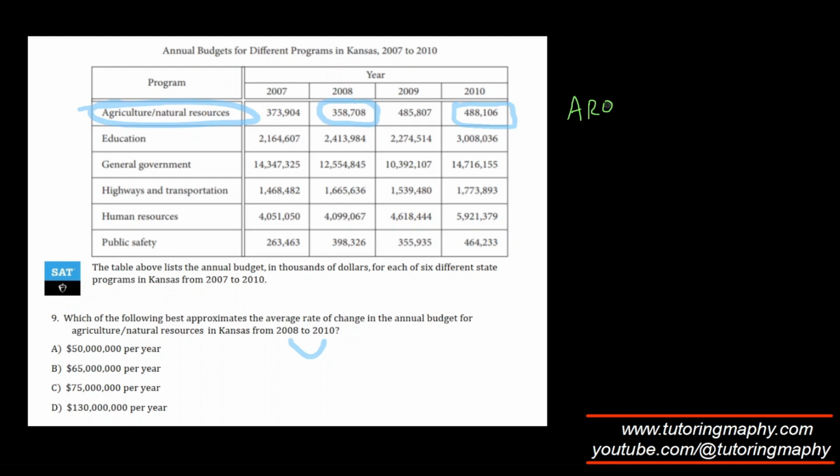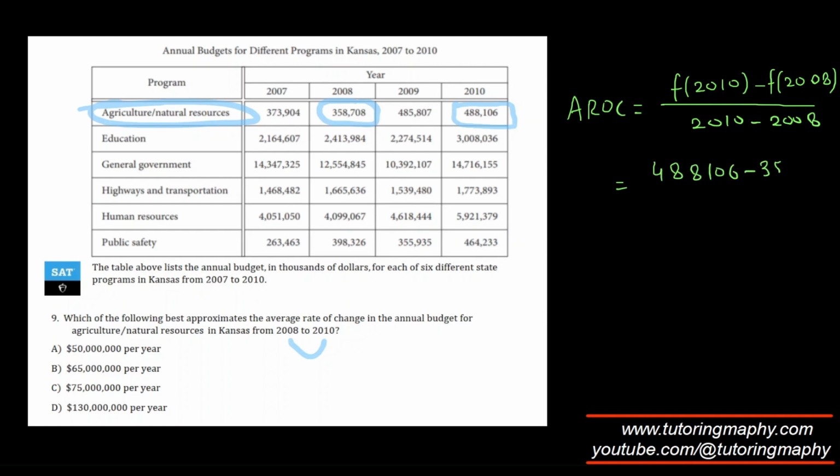So AROC is f of 2010 minus f of 2008 over 2010 minus 2008. This will be 488,106 minus 358,708 over, I think this is just 2. Okay, I'm going to subtract this separately. So 488,106 minus 358,708. It's going to be 8.